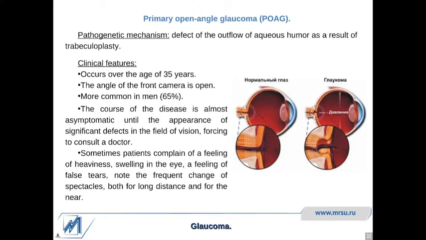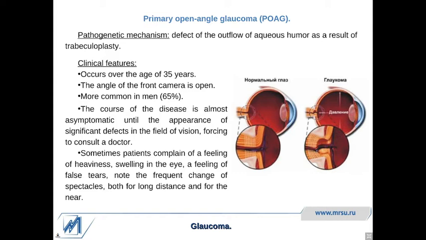And first of all, we will speak about primary open-angle glaucoma, or POAG. The pathogenic mechanism is a defect of the outflow of aqueous humor as a result of trabeculopathy. Clinical features: it occurs over the age of 35 years. The angle of the anterior chamber is open, and it is more common in men, in 65%.